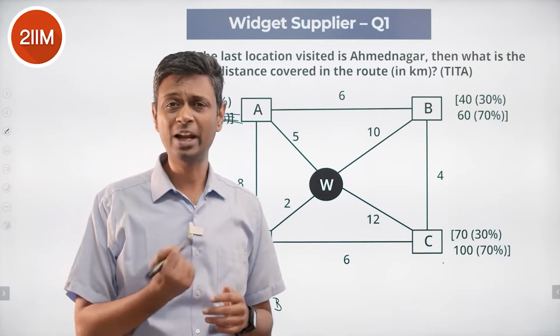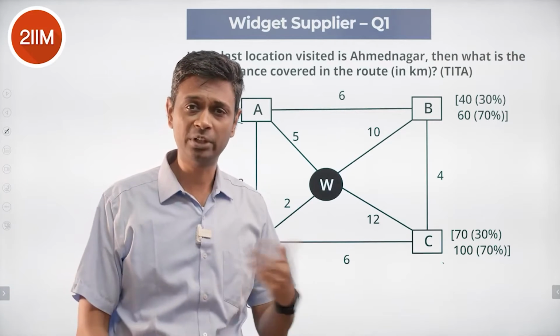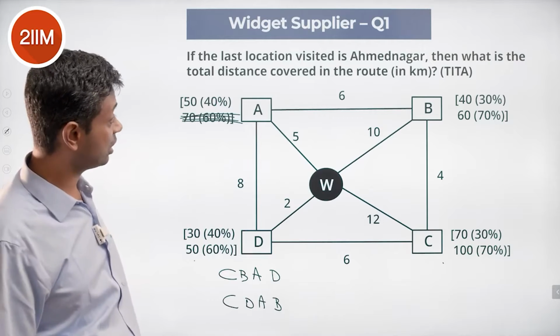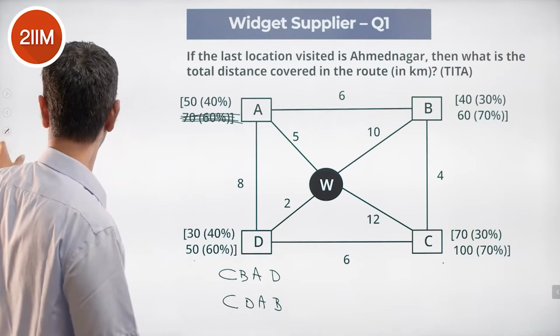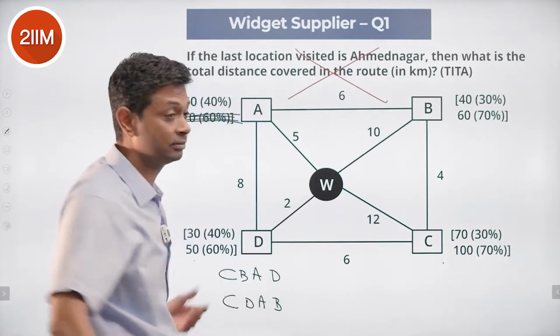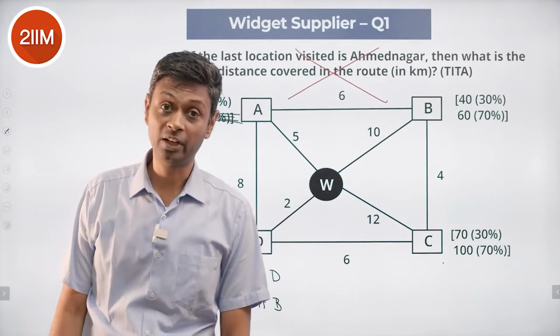I don't want to do that. I want to end with A. There is no way you can end with A. And the moment I know that, I'm super peeved because this question says the last location visited is Ahmed Nagar. So this question is an incorrect question. So another thing to keep in mind, there could be incorrect questions.